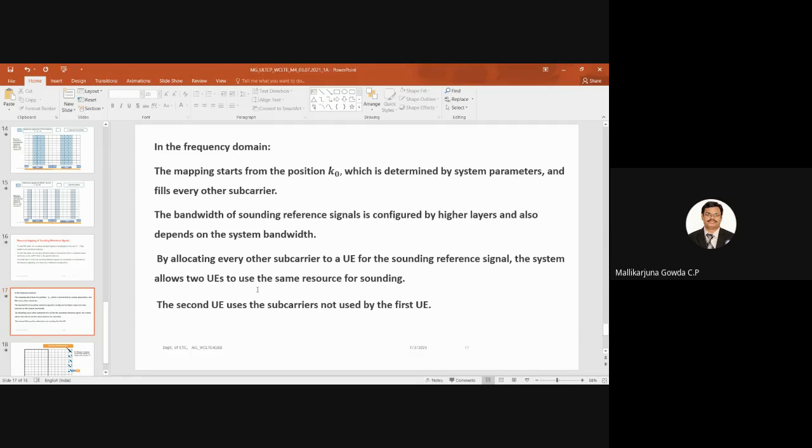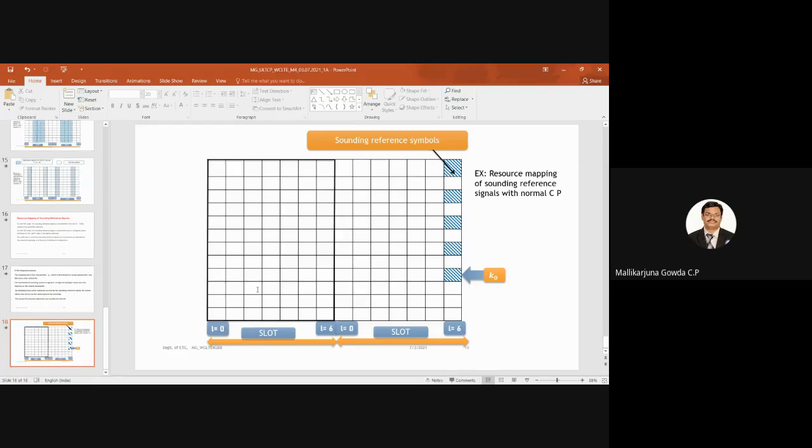Let me show that with the diagram. What is the OFDM symbol occupied by the sounding reference signal? I said it will be occupying the last OFDM symbol, and that is what is shown here.